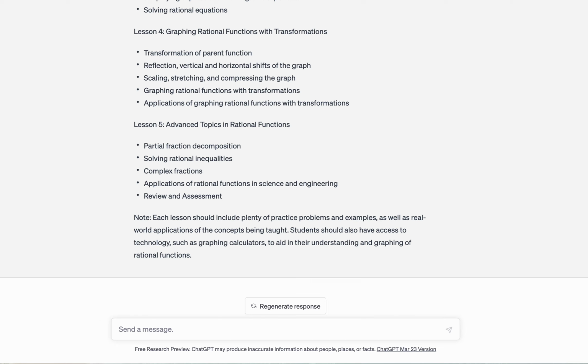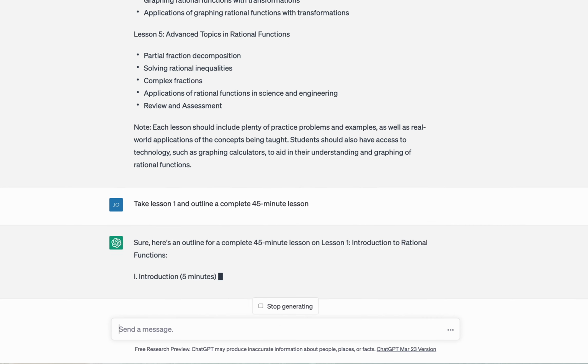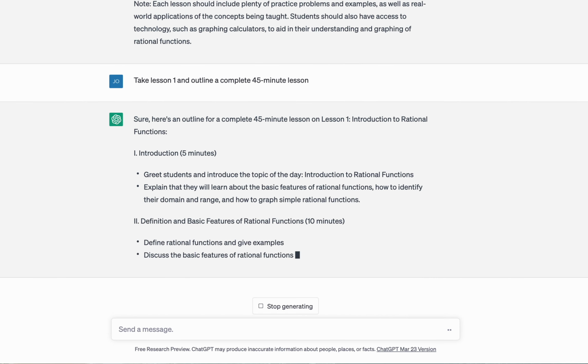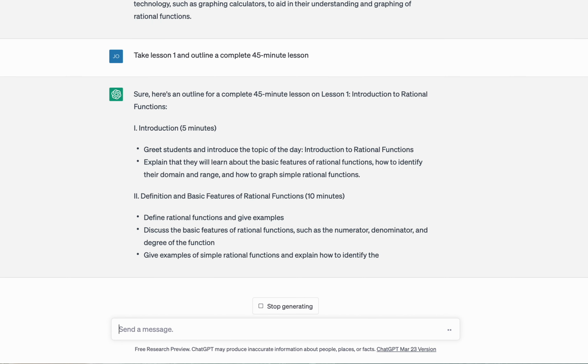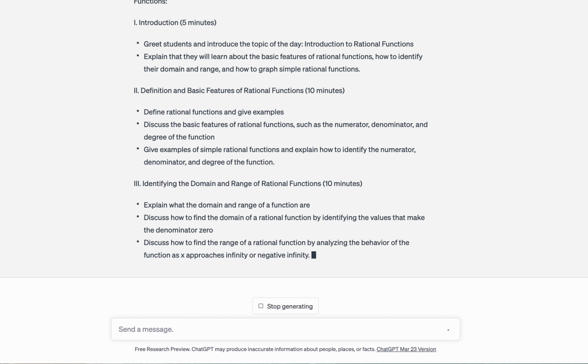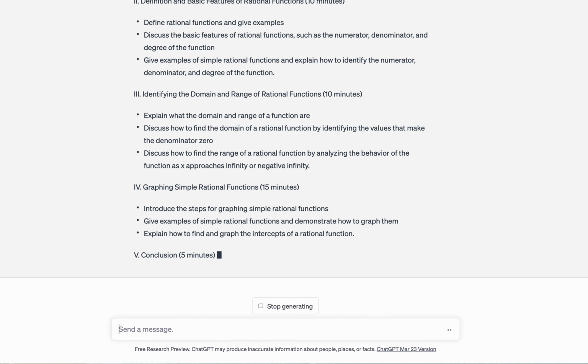Okay, so take lesson 1 and outline a complete, let's say 45-minute lesson. Maybe it's block schedule, and we want to teach for 45 minutes. Okay, so we're going to have an introduction: greet students and introduce the topic of the day. We're going to define them. We're going to have examples. Why don't you give me some examples, ChatGPT? Discuss, give examples, and conclusion.